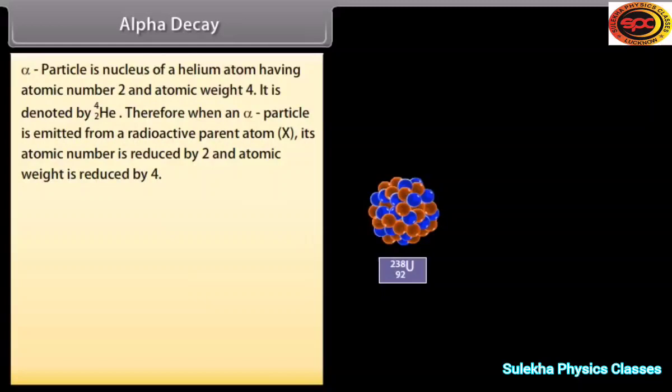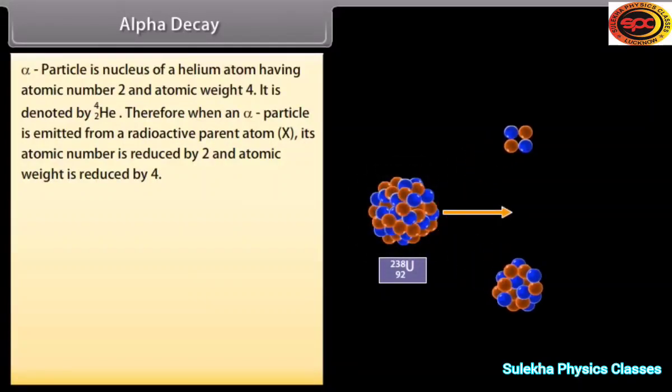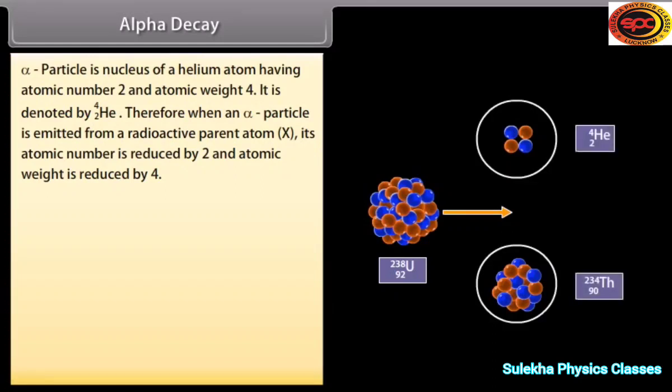Alpha decay. An alpha particle is the nucleus of a helium atom having atomic number 2 and atomic weight 4. It is denoted by, therefore, when an alpha particle is emitted from a radioactive parent atom X, its atomic number is reduced by 2 and atomic weight is reduced by 4.